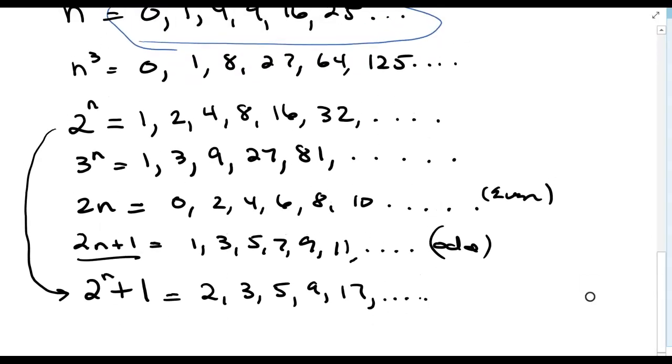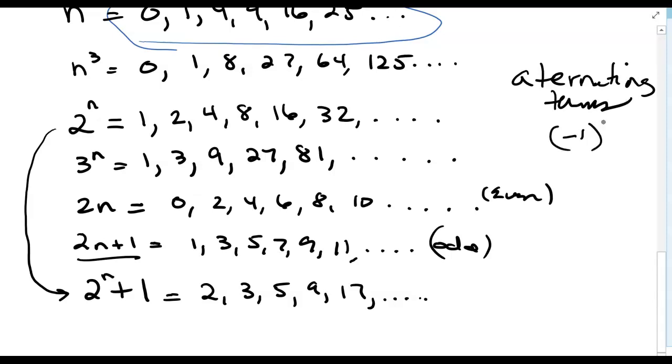Another thing to be careful of is alternating patterns. So how do we take a pattern and alternate it between negative and positive? What if we want to alternate the sum? Well, all you're going to do is take -1 and then raise it to the n power, because n is only going to go up by 1, so it's going to alternate between negative and positive.